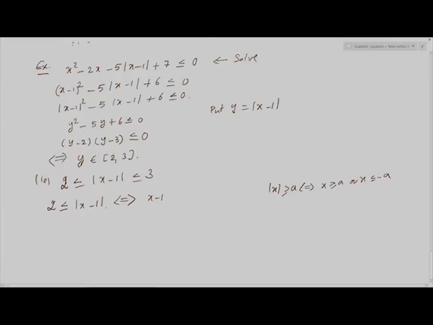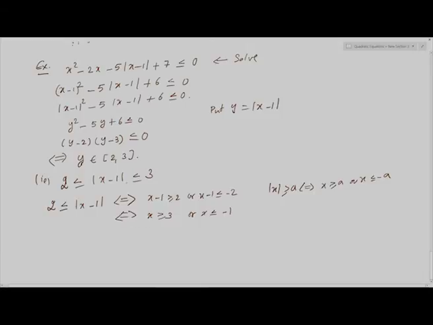So, 2 less than or equal to modulus of x minus 1 is if and only if x minus 1 is greater than or equal to 2, or x minus 1 is less than or equal to minus 2. This is if and only if again x is greater than or equal to 3, or x is less than or equal to minus 1.